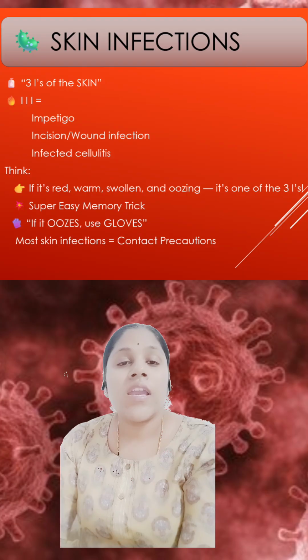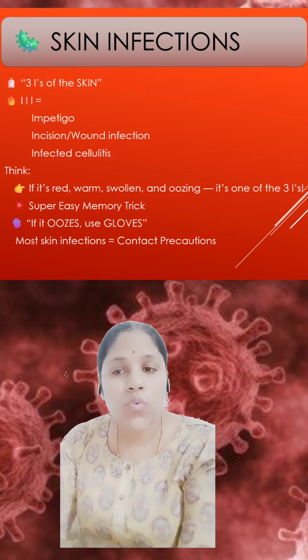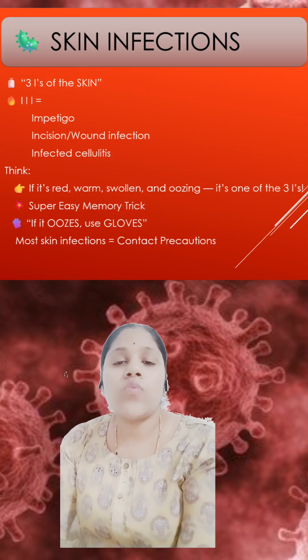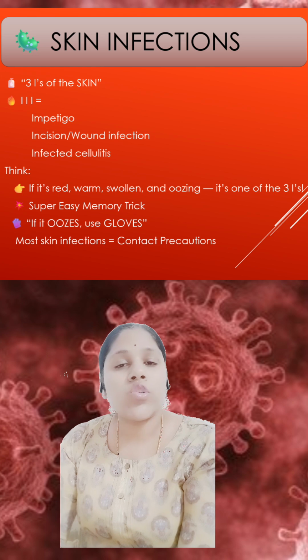And coming to the skin infections, what we have to see? We have to always remember the mnemonic 3 I's of the skin, that is impetigo, incisional wound infection, infected cellulitis. Think, if it is red, warm, swollen or oozing, it is one of the 3 I's. Yes. A super easy memory trick is, if it oozes, we should use gloves. Most infections we have to use contact precautions.